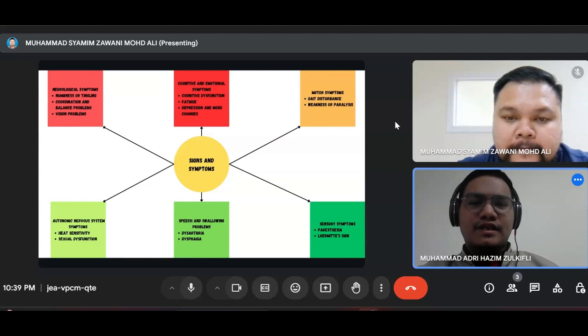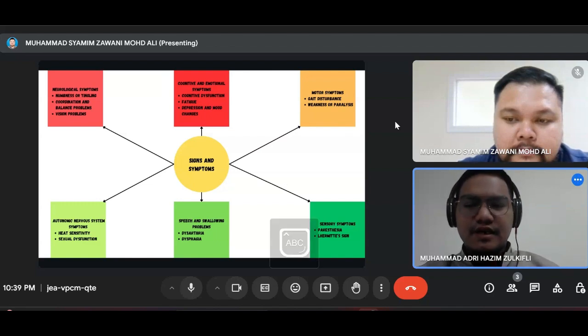Next are the cognitive and emotional symptoms. Cognitive dysfunction in multiple sclerosis can lead to problems with memory, attention, concentration, and processing information. This is sometimes referred to as multiple sclerosis related cognitive dysfunction. Next is fatigue. Fatigue is an extreme tiredness that doesn't improve with rest. This is one of the common and debilitating symptoms of multiple sclerosis.